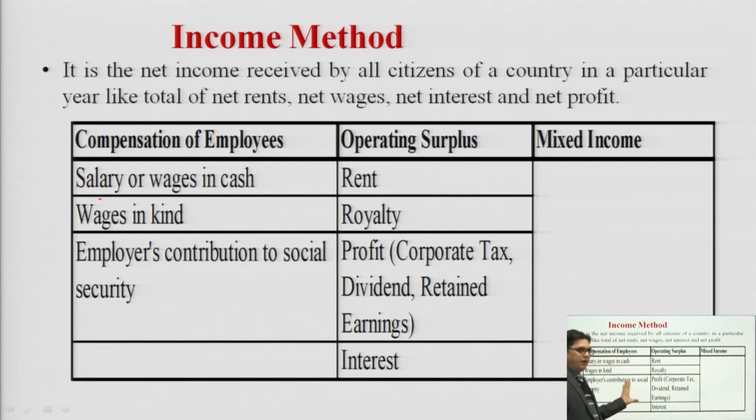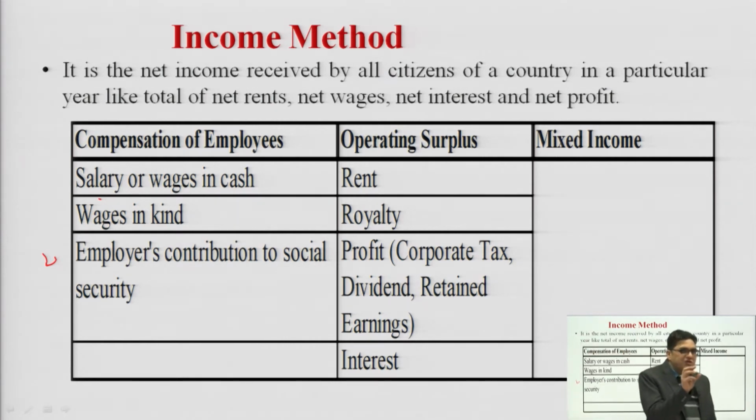This formula is very important, we need to understand. To calculate the national income by the income method, this is the formula which has three components: compensation of employees, operating surplus and mixed income. Compensation of employees, what does it include? It includes salary or wages in cash, wages in kind, and employer contribution to social security. So salary and wages in cash is what is paid by the employer to us in return for the services that we have given to our employer.